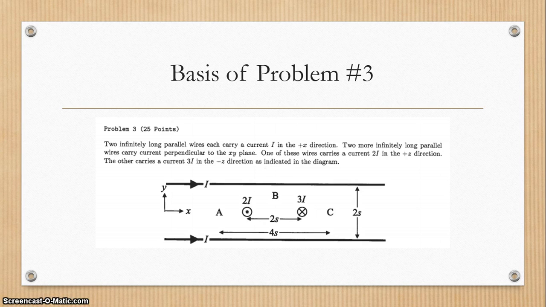Two more infinitely long parallel wires carry current perpendicular to the xy plane. One of these wires carries a current 2I in the positive z direction, while the other carries a current 3I in the negative z direction, as indicated by the below diagram.